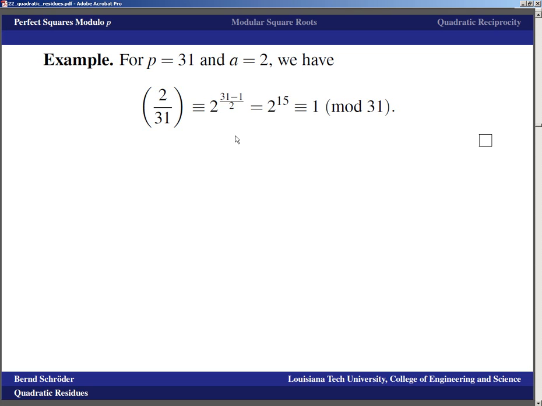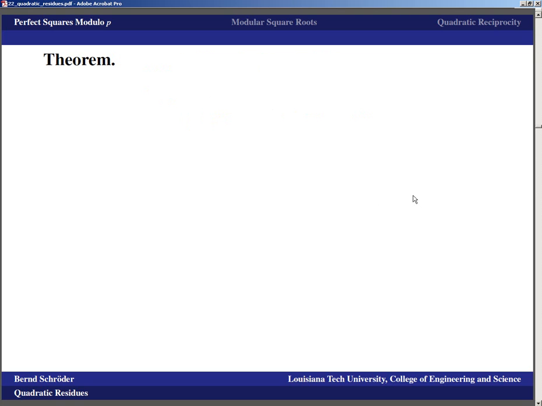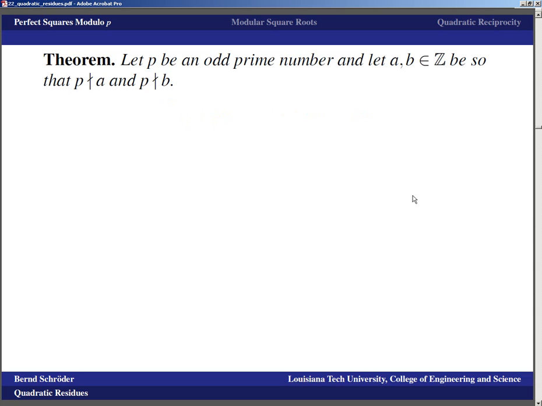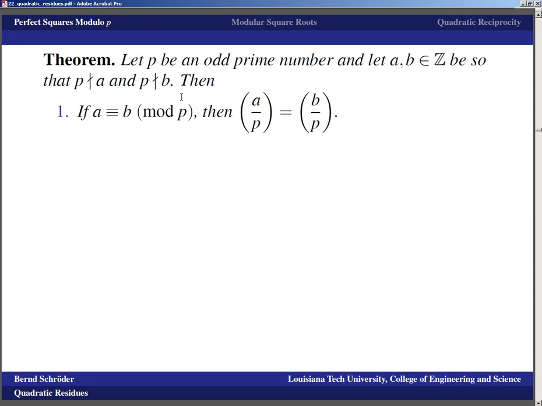Okay, so as long as we can do fast modular exponentiation, these things do work out rather nicely, but again, for the remainder of this presentation, we'll find all sorts of formulas for this Legendre symbol. So for example, our next theorem here is: if we have an odd prime number p and a and b are integers so that p does not divide a and p does not divide b, we want to know a little bit about how the Legendre symbols connect to each other. And so for example, when a is equivalent to b modulo p, then the Legendre symbol of a over p is equal to the Legendre symbol of b over p.